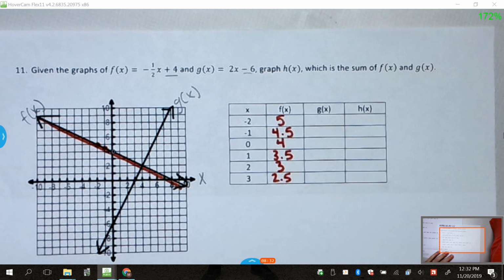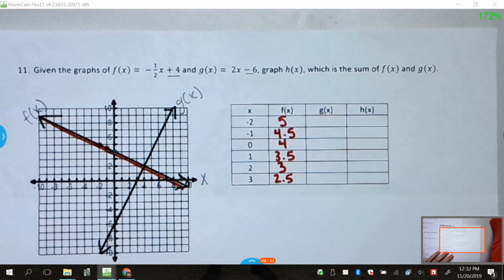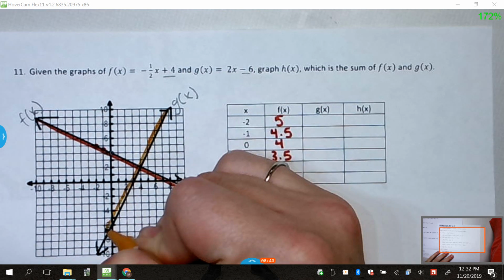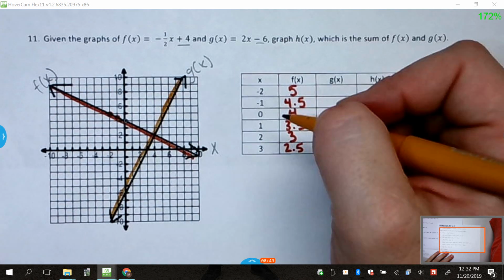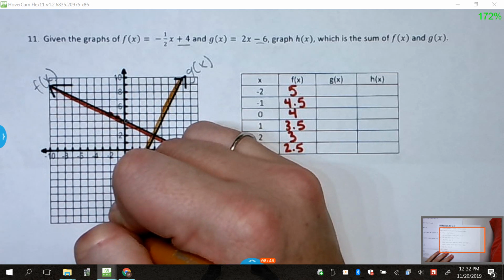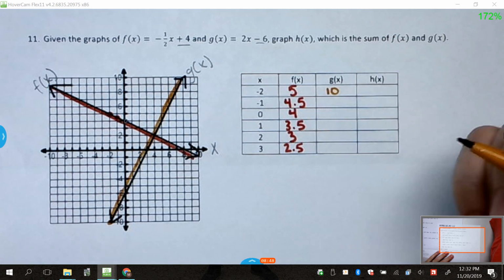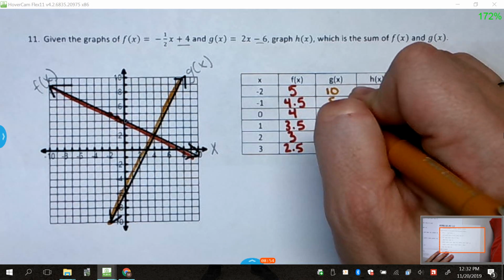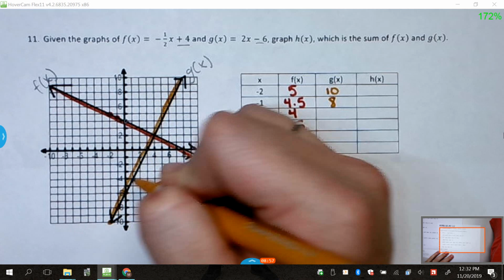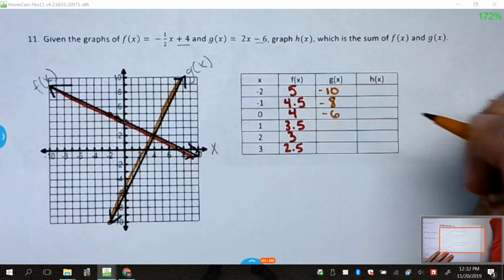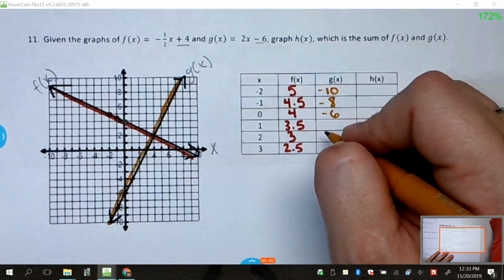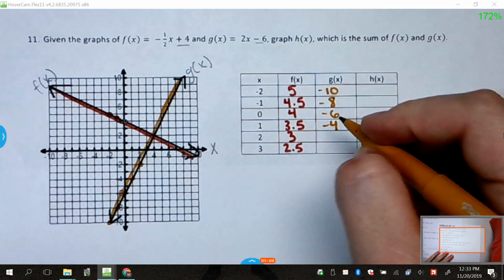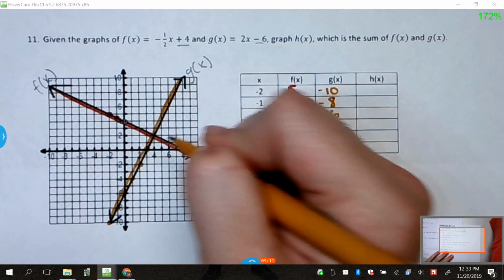Now g of x is this one. Negative 2 goes down here to negative 10. At negative 1, it's negative 8. At 0, it's negative 6. Oh, these should be negative, sorry. At 1, it's negative 4. At 2, it's negative 2. And at 3, it's 0.